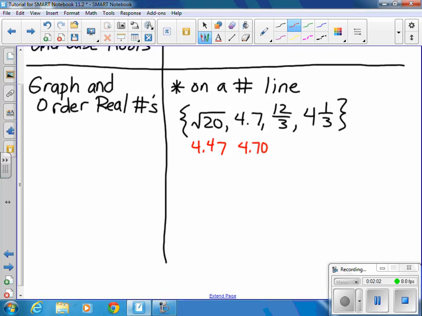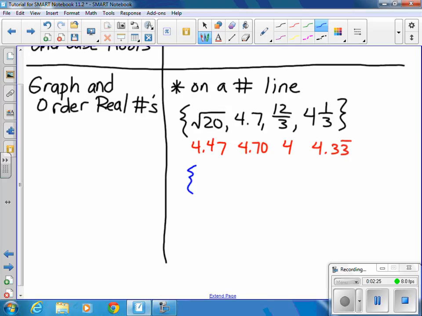12 divided by 3 is just the number 4, so there's nothing special about that. For 4 1/3, it would be 4.33, and that last 3 does keep going. Okay, so now that we have the decimal conversions, we can do the next piece of putting them in order. And you always put them in order from least to greatest unless otherwise specified in the directions. Again, when you write them, make sure you open your braces.